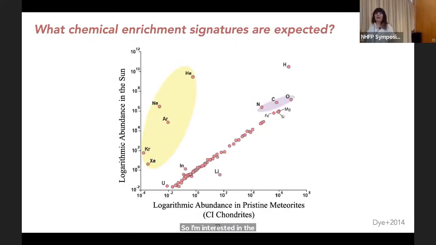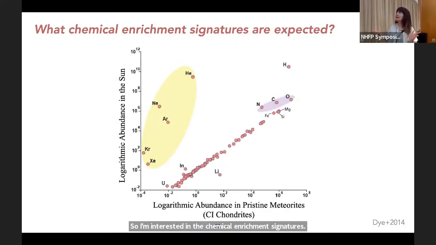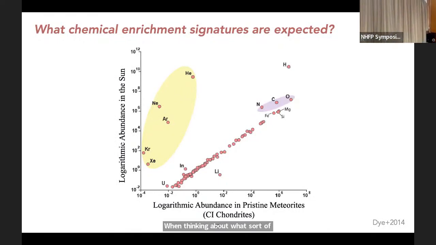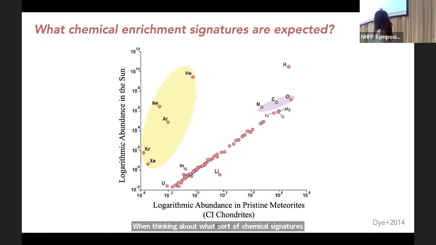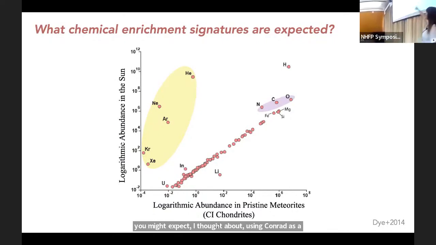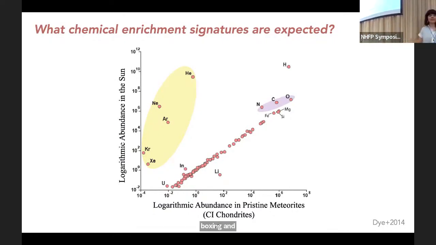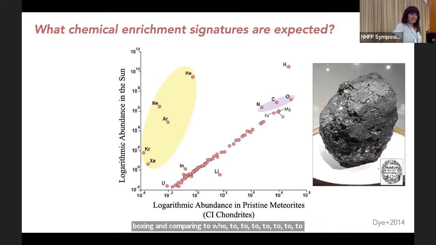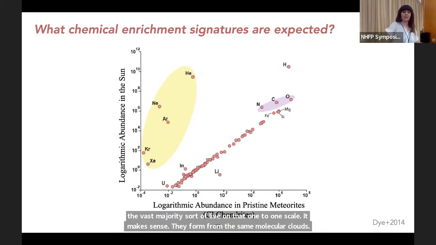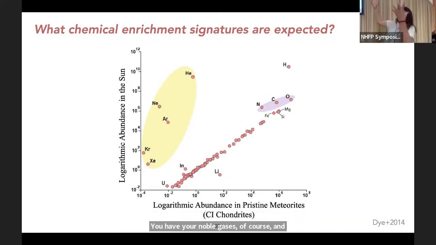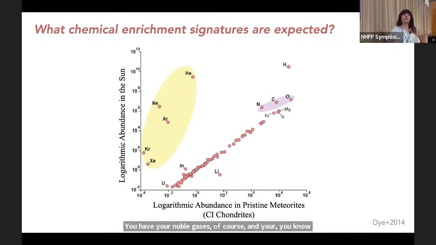When thinking about what sort of chemical signatures you might expect, I thought about using chondrites as a proxy and comparing the chondritic abundances to solar abundances. The vast majority sort of live on that 1-to-1 scale. It makes sense. They form from the same molecular clouds. You have your noble gases, of course, that just basically need to be around a more massive object in order to remain gravitationally bound.